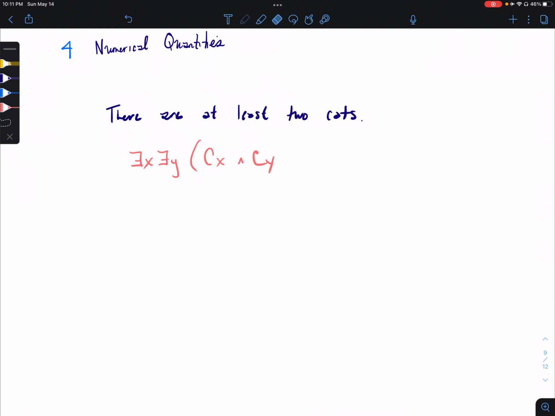So what we need to add is there exists an X and there exists a Y, such that both of them are cats and they're not the same thing. Now we have expressed that there are at least 2. So emphasis on at least. What if I want to say there are exactly 2?